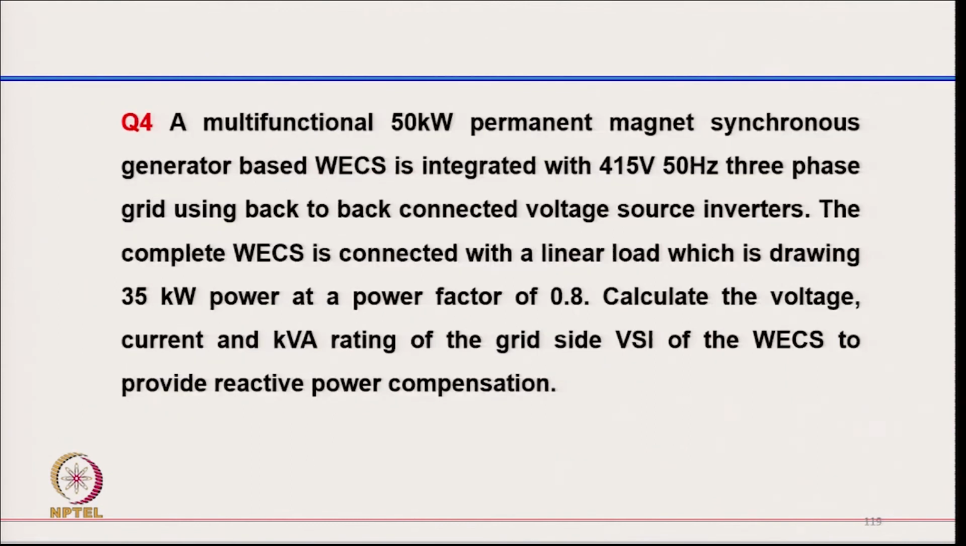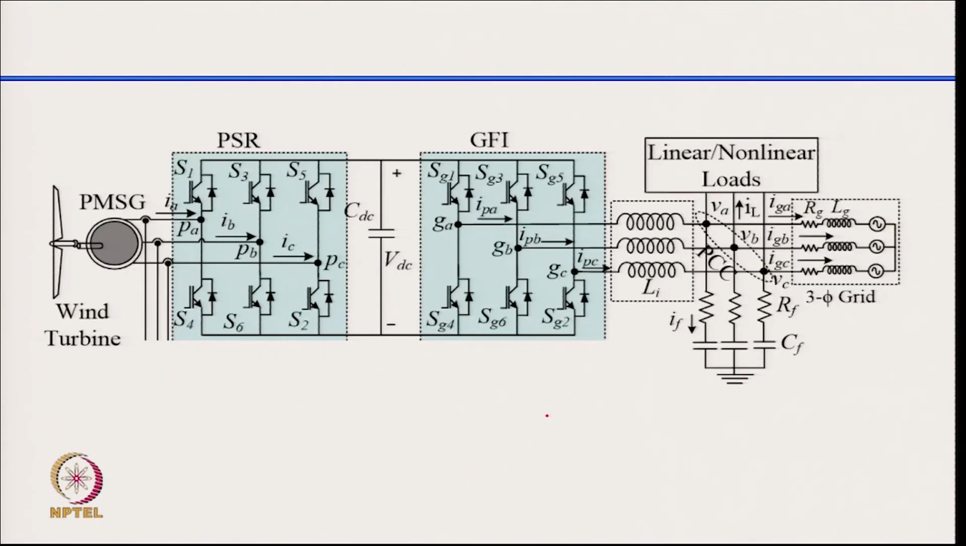So, coming to the fourth example, a multifunctional 50 kilowatt permanent magnet synchronous generator based wind energy conversion system is integrated with a 415 volt 50 hertz 3-phase grid using a back to back connected voltage source converter, and the complete wind energy conversion system is connected with a linear load which is drawing 35 kilowatt power at a power factor of 0.8. Calculate the voltage and current kVA rating of the grid side voltage source converter of the wind energy conversion system to provide reactive power compensation. So, this is the typical system.